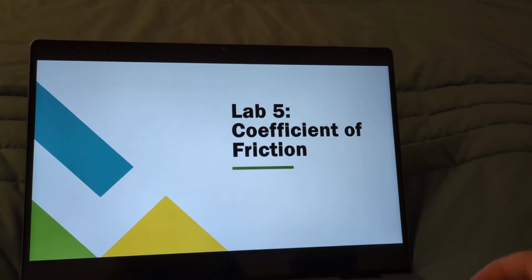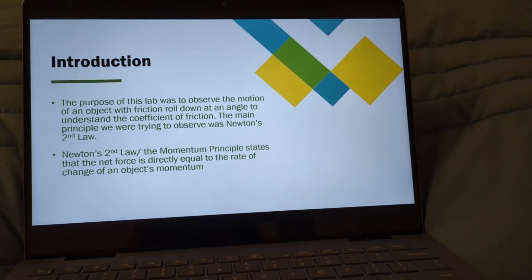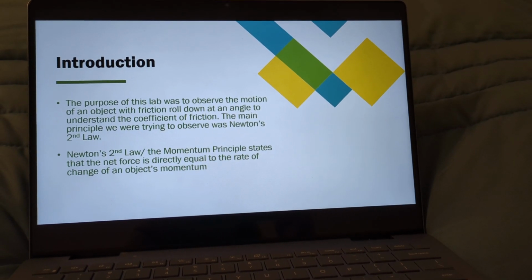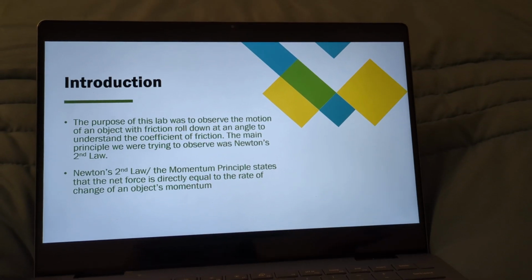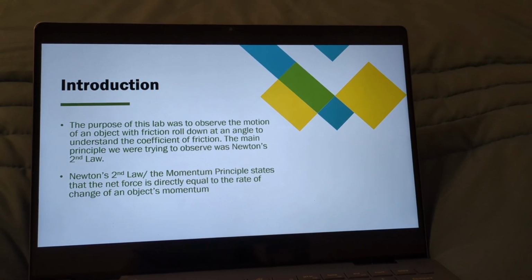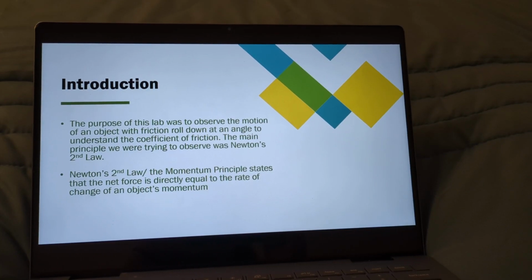Lab 5, Coefficient of Friction. Introduction. The purpose of this lab was to observe the motion of an object with friction rolled down a board at an angle to understand the coefficient of friction. The main principle we were trying to observe was Newton's second law.